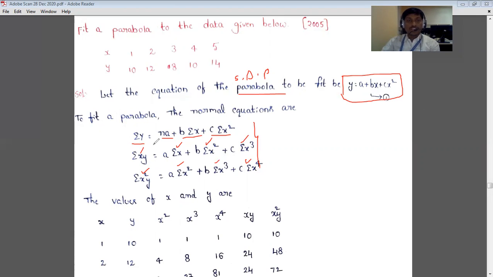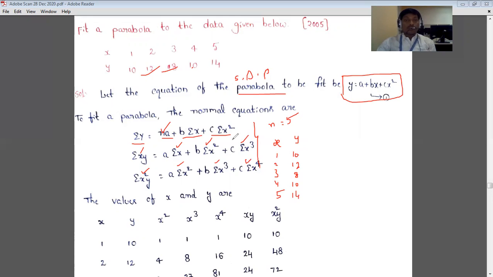Okay, so first n. We have to know that n represents the number of values. How many values do they give? 1 2 3 4 5. So n is equal to 5. Next, from the given data we know the x values and the y values. The x values they give are 1 2 3 4 and 5, and the y values they give are 10, 12, 8, and 10, 14. So these are the values they give.